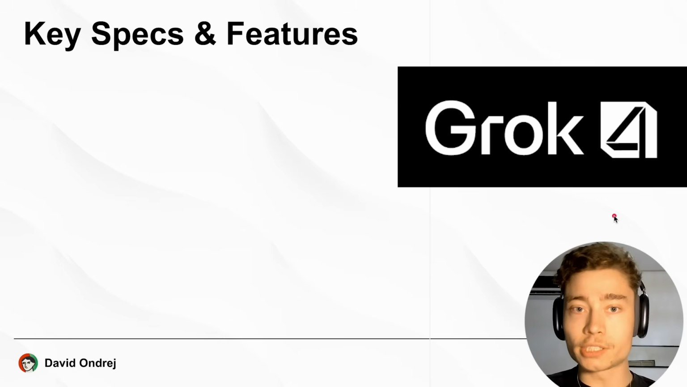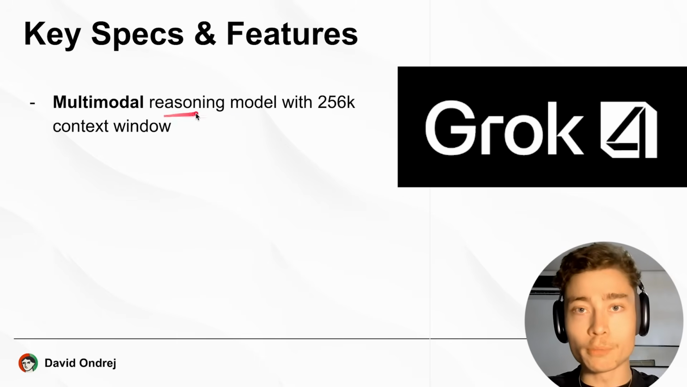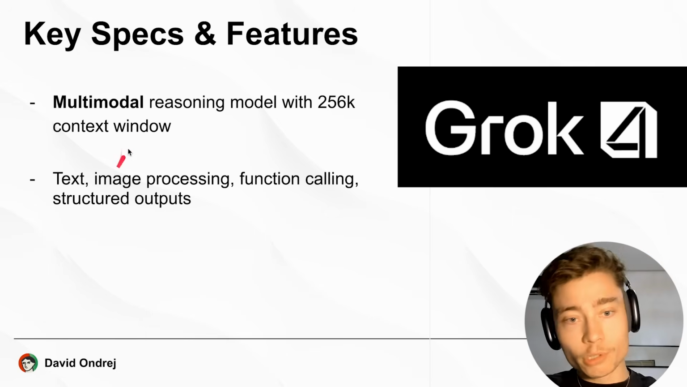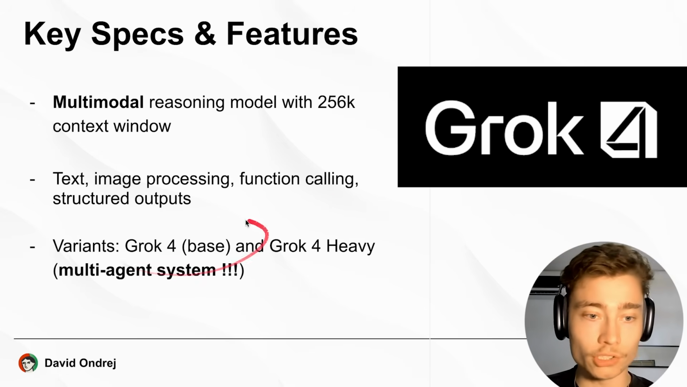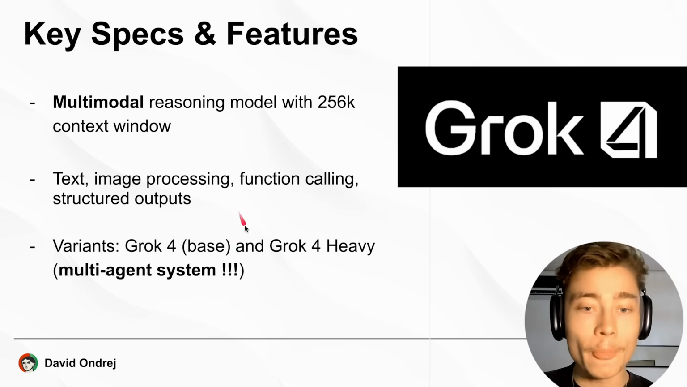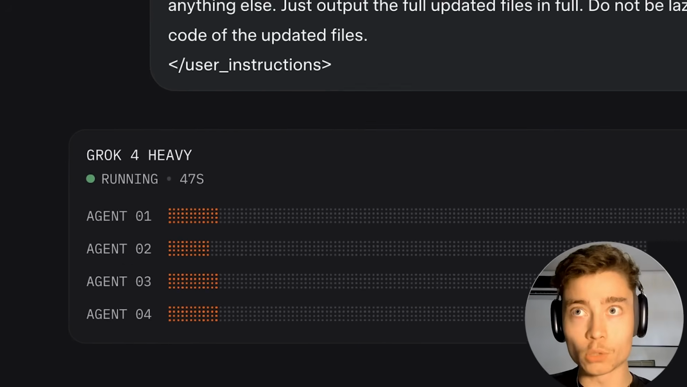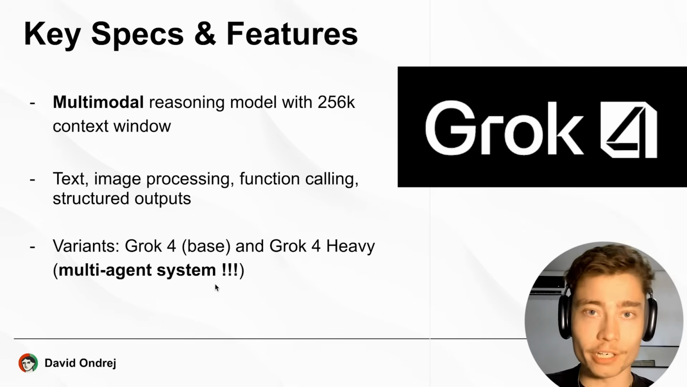Here are the key specs and features you have to know about Grok 4. It is multimodal natively, it's a reasoning model, and it has a 256K context window. It can do text, image processing, function calling, structured outputs, but this is important, it comes in different variants. So Grok 4 base, it's like the default one, and then there is Grok 4 Heavy. And this is actually a multi-agent system that works in a very interesting way, where it chooses the winner of the consensus. Actually, it would be better if I show you in a bit.